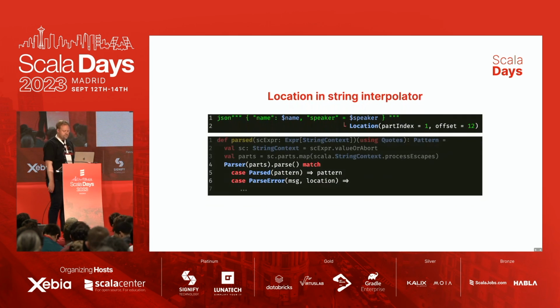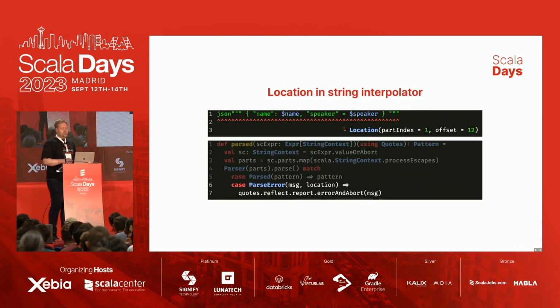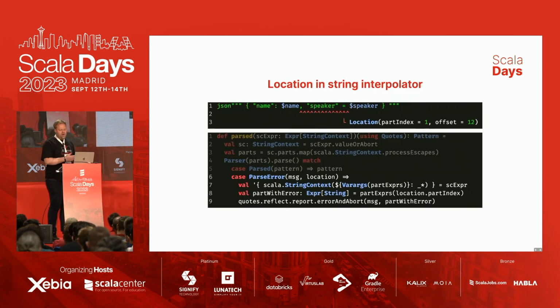So let's go back to how we did the parsing. The parser returned us a parser error with some message that is a string and a location that is exactly this location. So one thing that we could do is just ignore it and just report the error using the reflection API and just say, oh, I want to report this error, without any positions, which means basically the position where we expanded the macro, which is the full position of the string interpolator. But of course, this is not a good idea because we have more information.